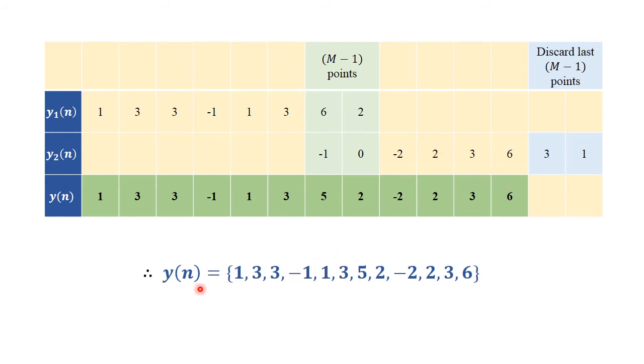Now the final answer, y of n, is whatever we have obtained here, the same being represented here also. This is the final answer. So I hope now you can clearly match the procedure that was told previously in a theoretical manner with the problem we have solved now.